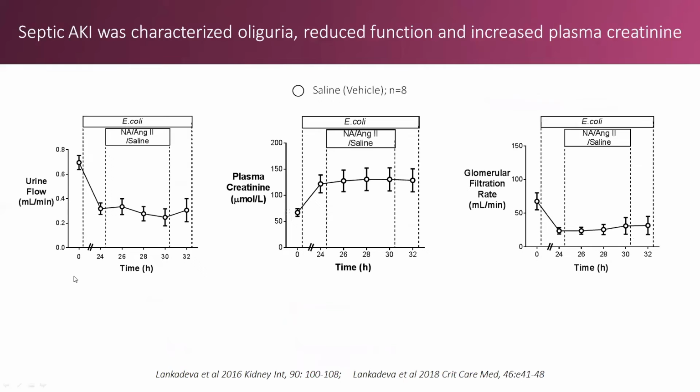Looking at kidney function, we're looking at urine flow, plasma creatinine, and glomerular filtration rate. We see that by 24 hours of sepsis, our animals have developed acute kidney injury, characterized by oliguria, increases in plasma creatinine, and a large reduction in glomerular filtration rate as estimated by creatinine clearance.